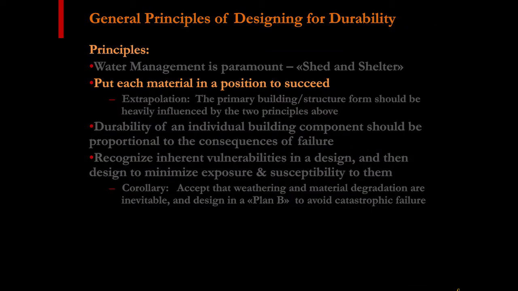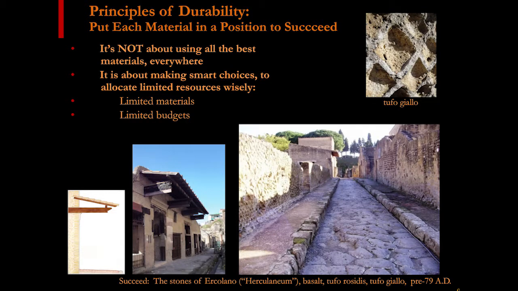Second principle is put each material in a position to succeed. So, we saw with the English precedent and the Tudor and Elizabethan architecture that it's not always about using all the best materials all the time. It's not about building everything out of granite, but the materials you have, use them and detail them and position them and design the enclosure in such a way that they're positioned to succeed. I thought one really great example of that was, again, this little seaside town of Ercolano that was buried by the eruption of Mount Vesuvius.